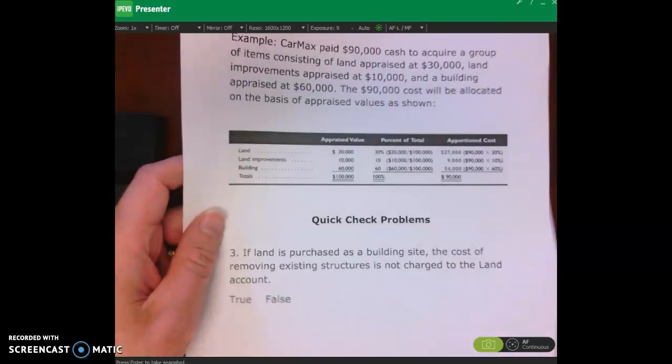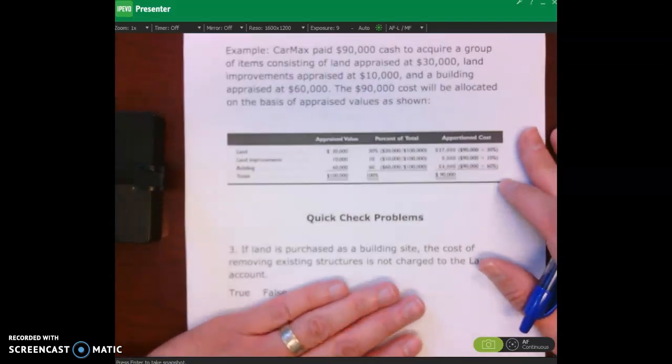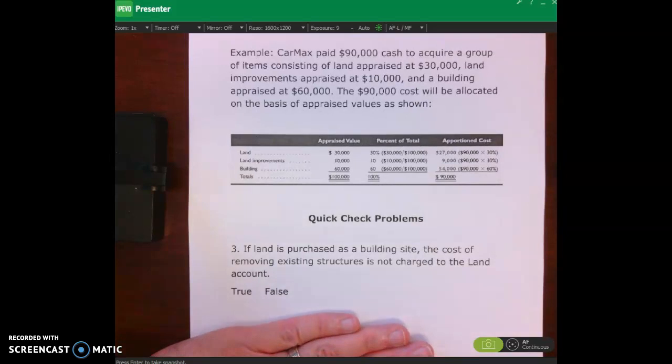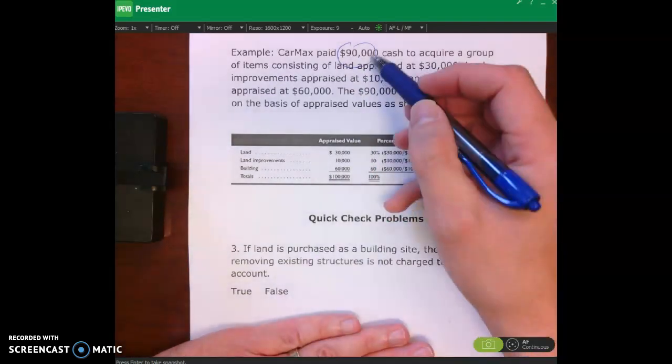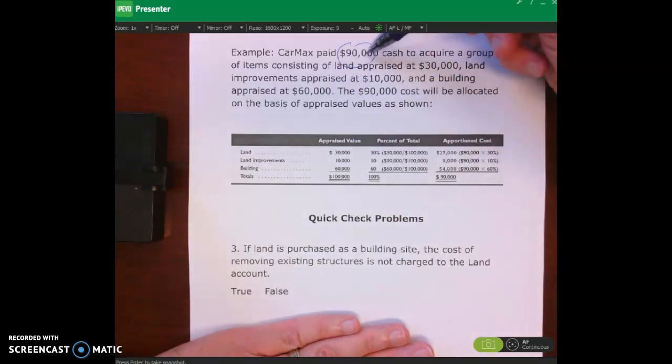If we look at this example, CarMax paid $90,000 cash to acquire a group of items consisting of land appraised at $30,000, land improvements appraised at $10,000, and a building appraised at $60,000. So this is how much is going to go up on the balance sheet in total. But the problem is I used $90,000 to buy three different plant assets, and I have to split it up between land, land improvements, and building.